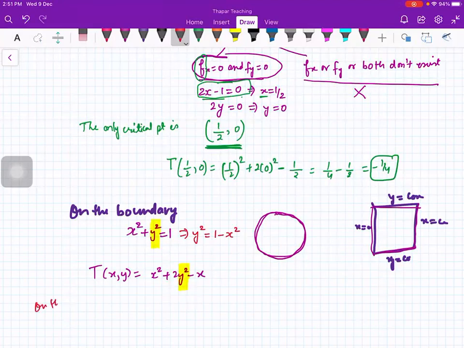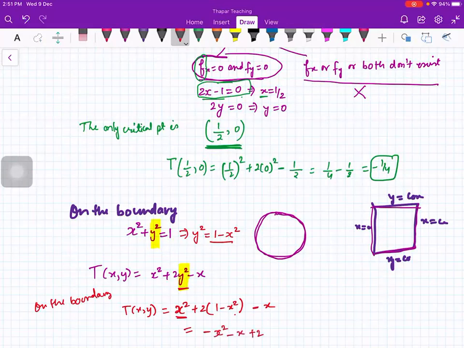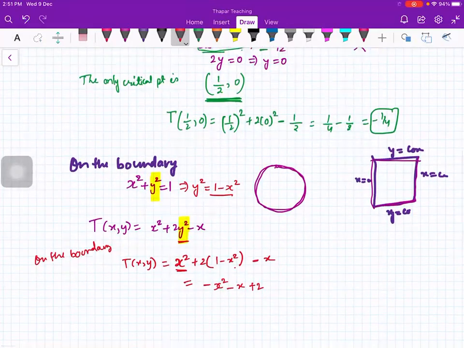So on the boundary, T(x,y) becomes x square plus 2y square minus x. Instead of y square, I'll write 1 minus x square, right? Minus x. So this is x square minus 2x square, that is minus x square minus x plus 2. Fine. And here your y square is equal to 1 minus x square, and x is between minus 1 and plus 1. Can you see?